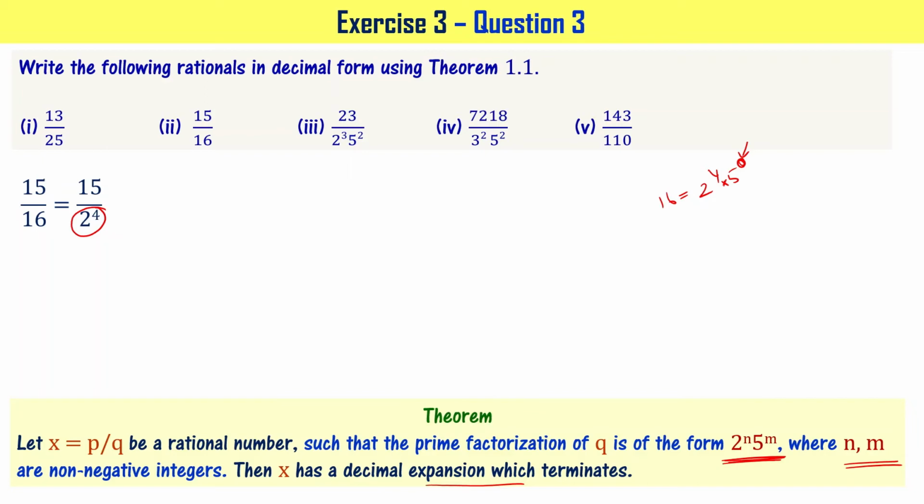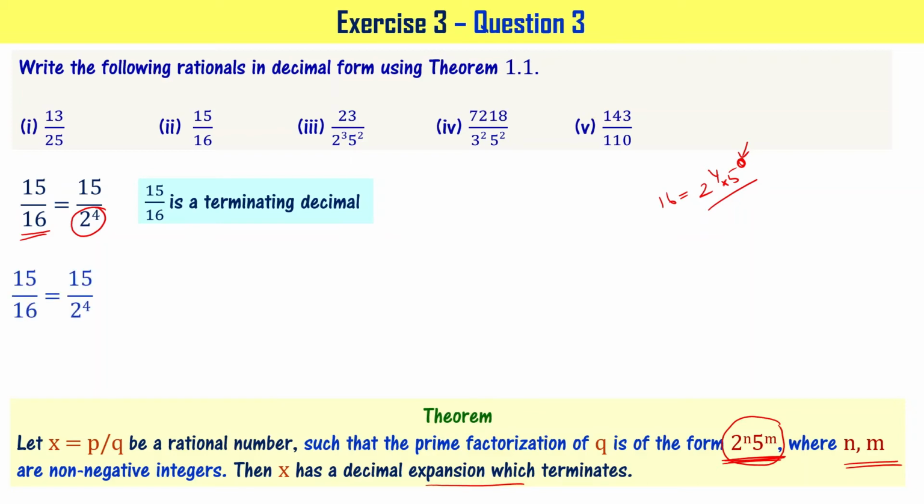So since we could express 16, which is the denominator of the given rational number, in the form of 2 power n 5 power m, we can now say that 15 by 16 is a terminating decimal. For such ratios, we can quickly write the decimal expansion following the procedure we have learned just now. You have 2 power 4 in the denominator, right? Let me multiply both numerator and denominator of this number with 5 power 4.